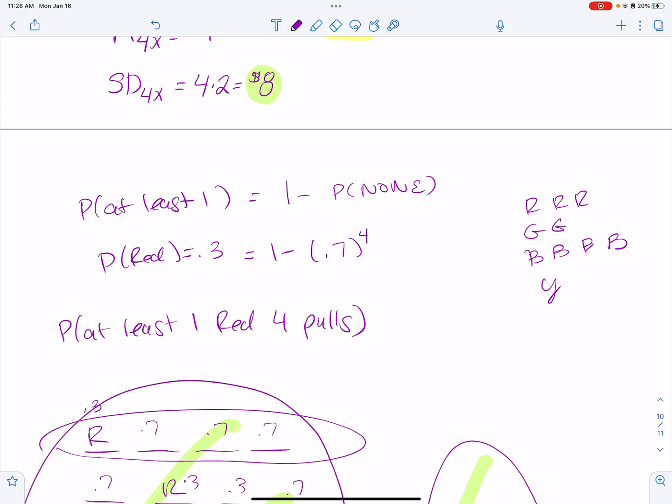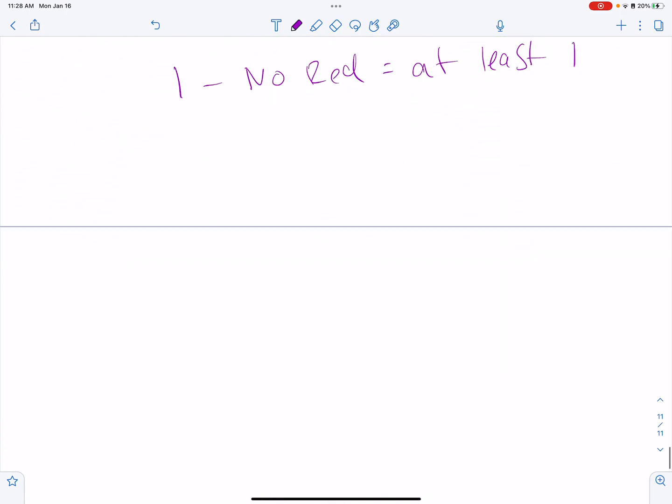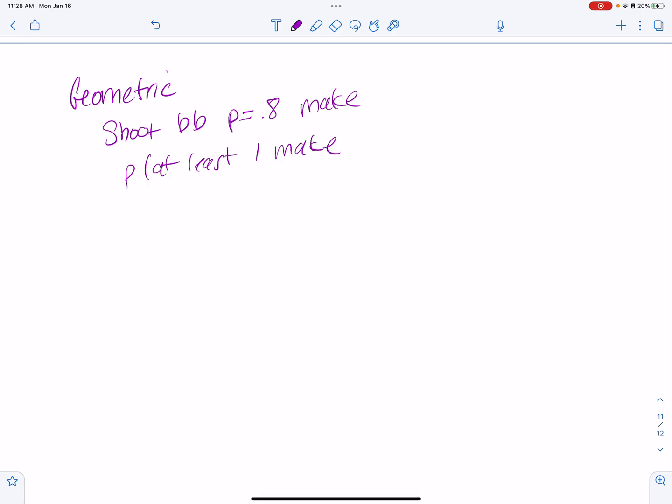All right. I do want to show you one in a geometric sense, because geometric is weird. So let's do a geometric probability of at least one. Let me give the backup first. Let's just say we're shooting basketballs again. Shoot a basketball with a probability of, let's say, 80% to make it. What's the probability that at least one make will happen after the 8th shot?